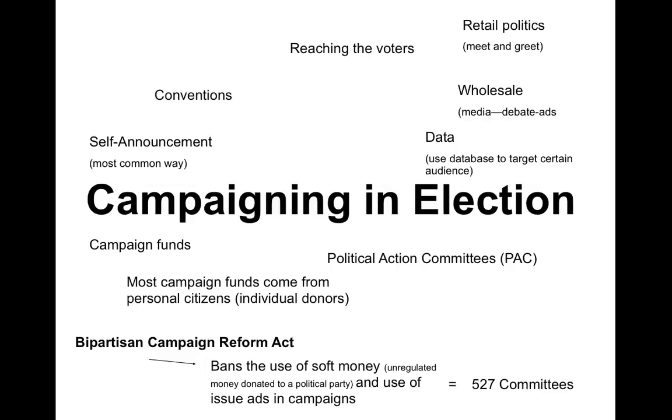So this bans unregulated soft money in campaigns donated to a political party. Unregulated means you're trying to get interest groups, you're trying to get big money out of politics, so you ban the use of soft money, which is donor money.